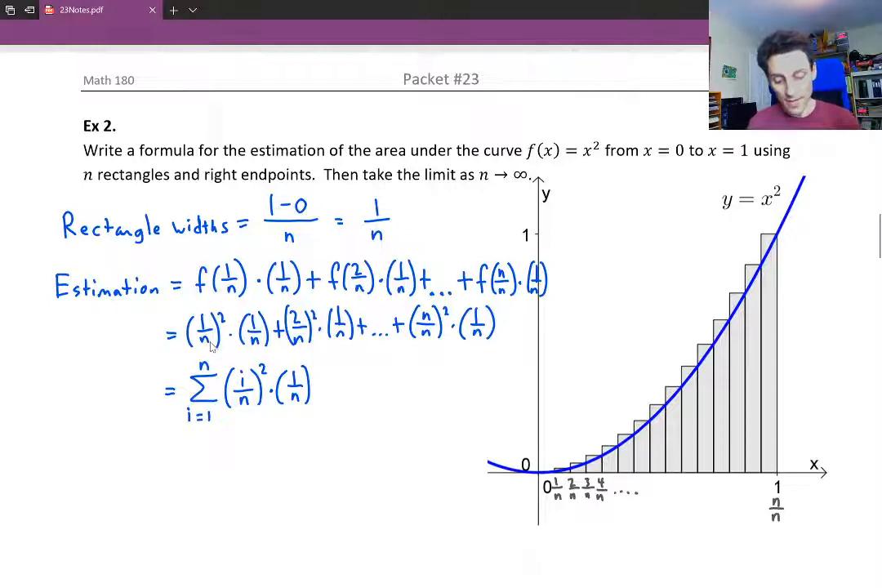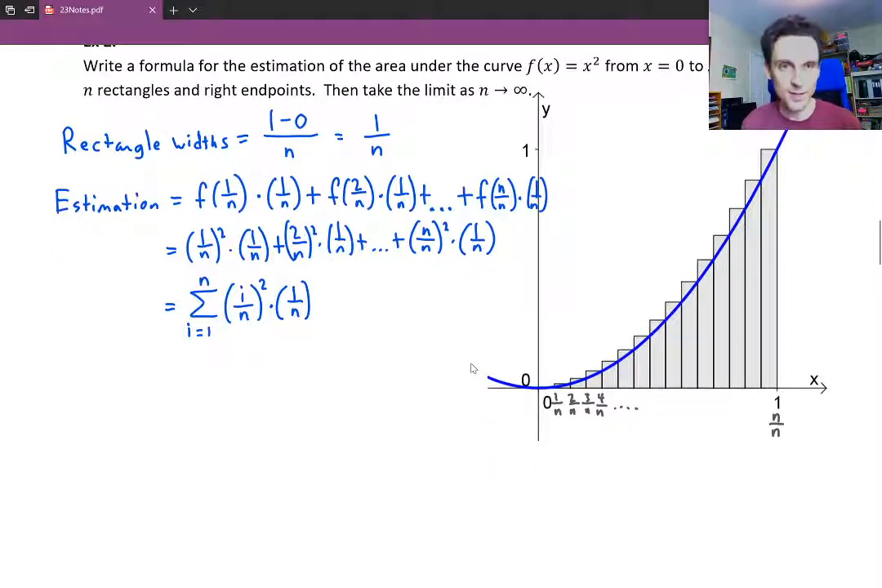Right, the n's are not changing on the bottoms here, and the squares are not changing. It's only that top number in each of those first fractions. That's going 1, 2, 3, 4, 5, 6, 7, 8, 9, all the way up to n. And so if we write this as a summation, i going from 1 to n, this would be a short version of this summation. So that's good.